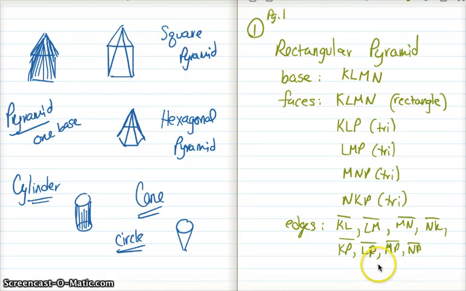So let me just count up my edges again. 1, 2, 3, 4 on the bottom, 5, 6, 7, 8 on top. Do I have 8 listed here? 1, 2, 3, 4, 5, 6, 7, 8. Yes. You just want to be careful that you're not listing a lot of duplicates.